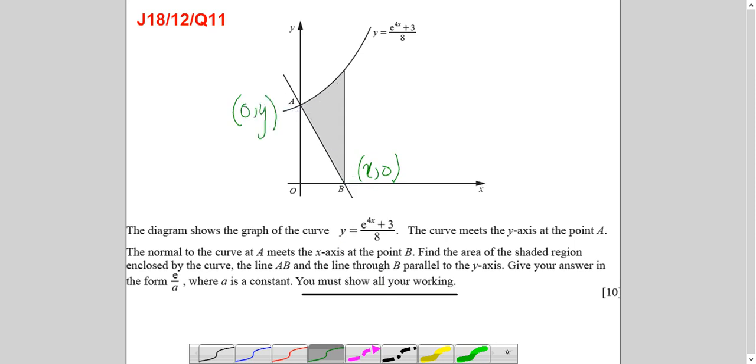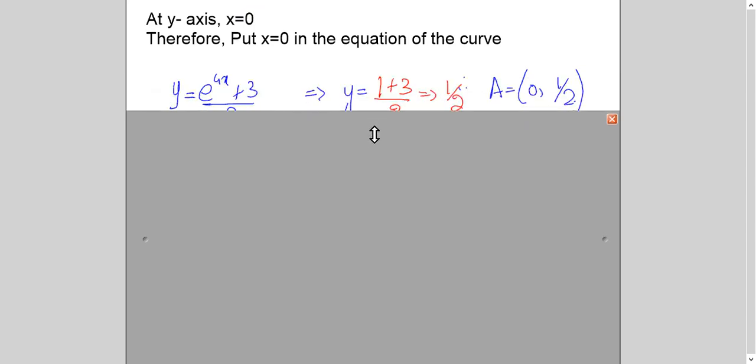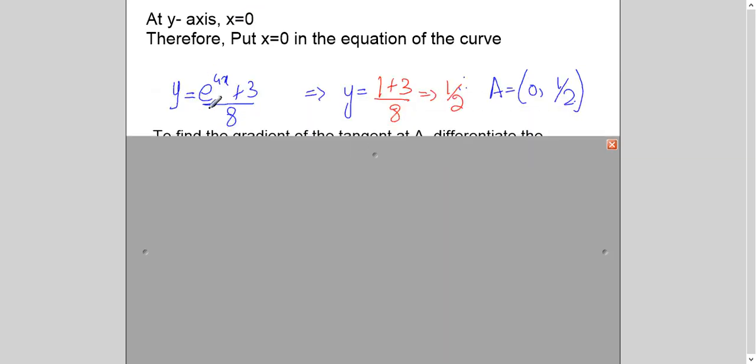Let's see. To find point A, in this equation of the curve, I will substitute x equals 0. So when we put x equals 0 in this equation of the curve, it becomes e power 0, and anything to the power 0 is 1. So it is 1 plus 3 divided by 8, which is half. So the point A is 0 comma half.